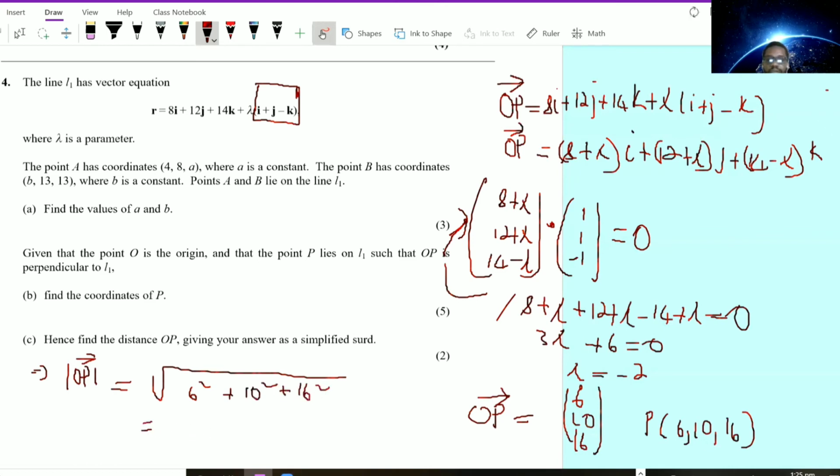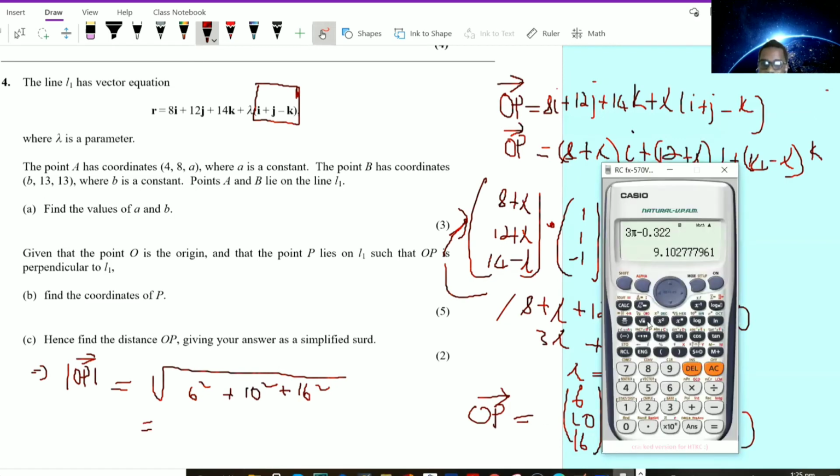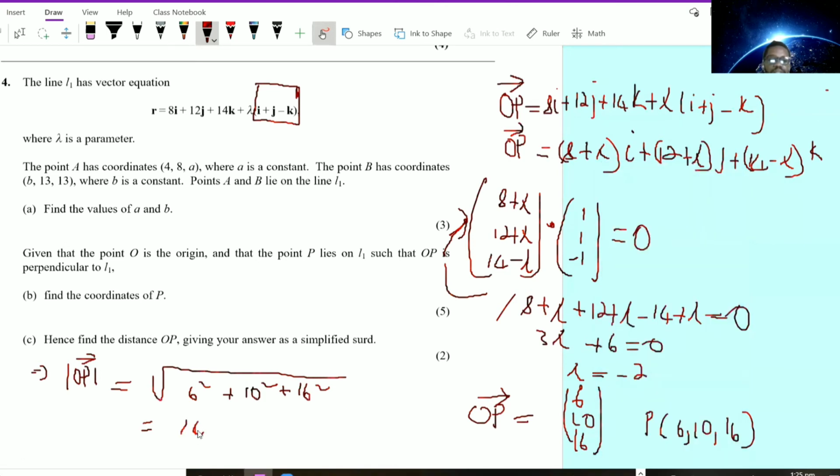And of course, we're going to pull up the calculator and have it in surd form. So let me pull up the calculator here. So it's the square root of 6 squared. Notice I'm not using any bracket because I don't have any negatives. All right, if you have negatives, it will be important to use a bracket, squared, plus 16 squared. This is equal to 14 root 2. So 14 root 2 units. All right, and that will be the end of question 4.